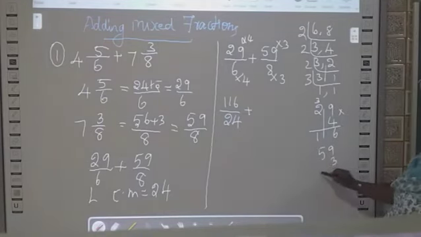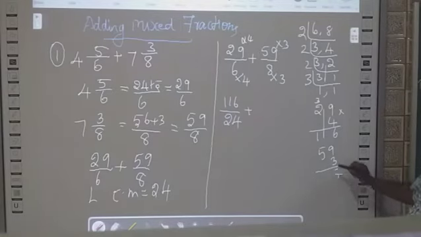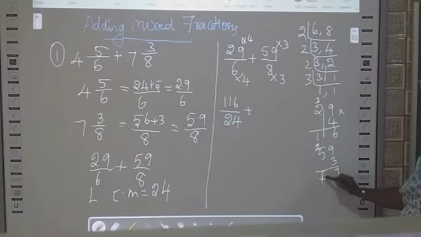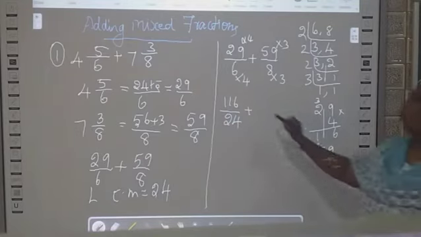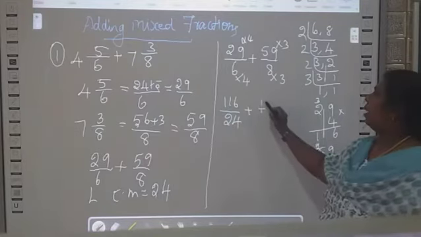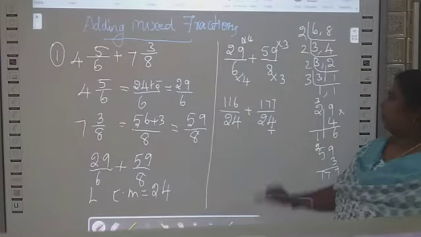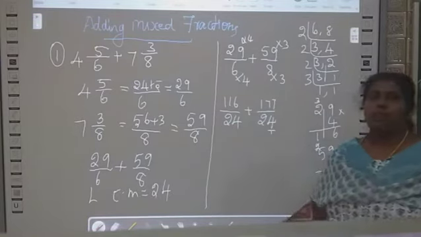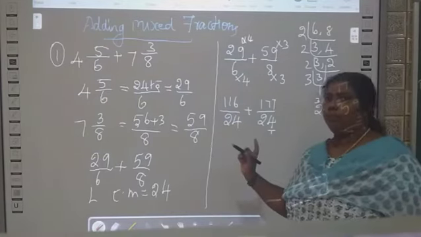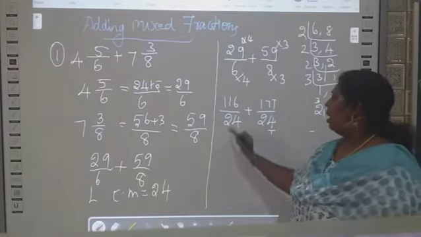59 into 3. 9 times 3 is 27. 2. 5 times 3 is 15. 15 plus 2, 17. So 177. 177 divided by 24. Now denominator is equal, so these two fractions are like fractions, isn't it? So add these two values.